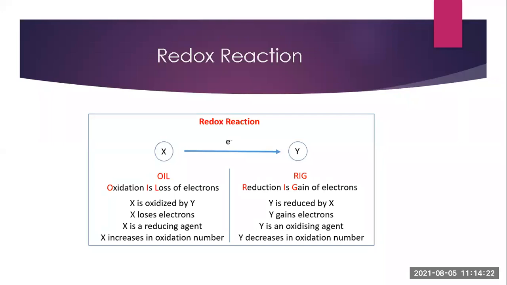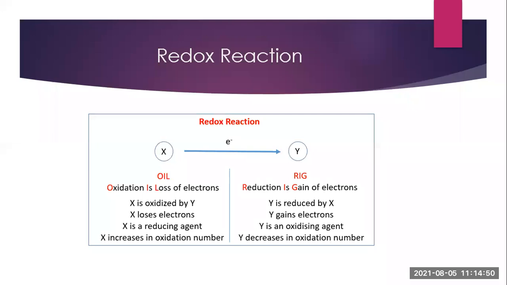Now X is oxidized by Y. Why does X lose the electron? Because Y oxidizes the X. So as Y oxidizes the X, that means we can say that Y is an oxidizing agent. And X is a reducing agent because it gives its electron to the Y. That's why we can say that X is a reducing agent.